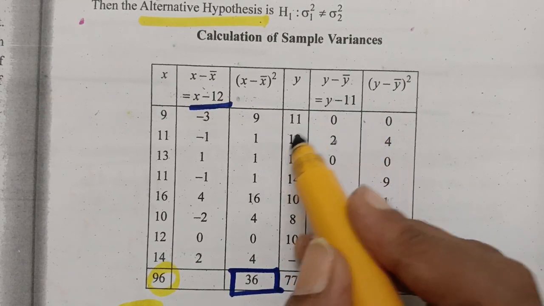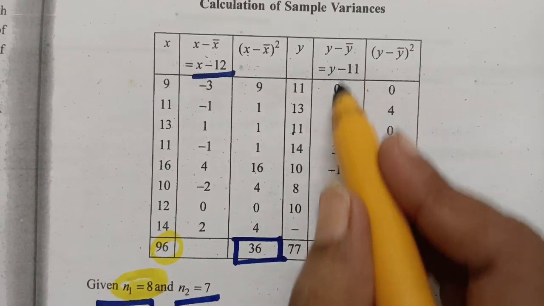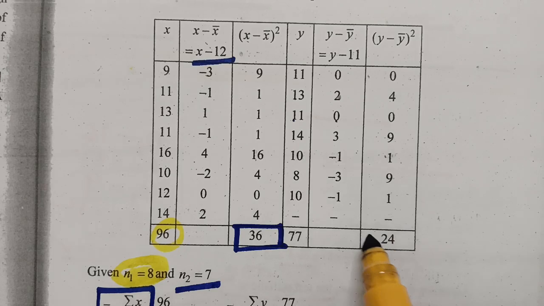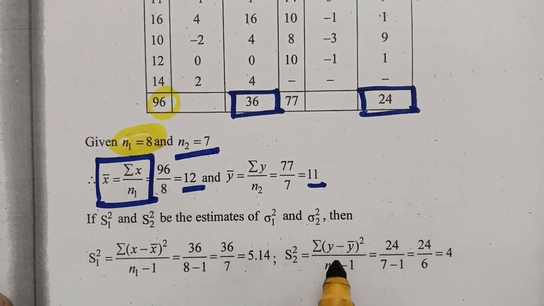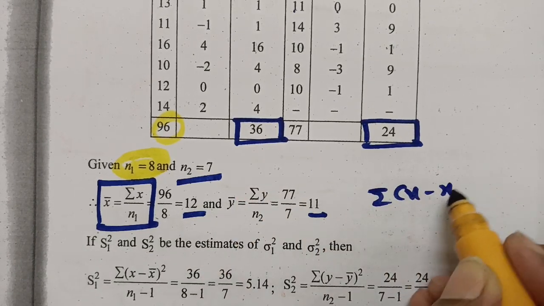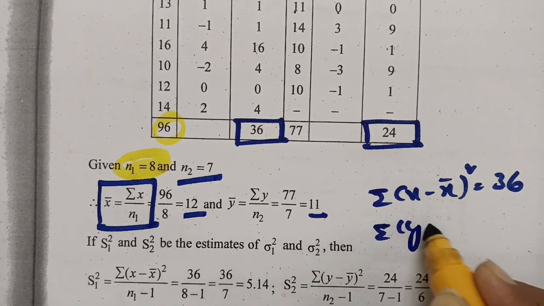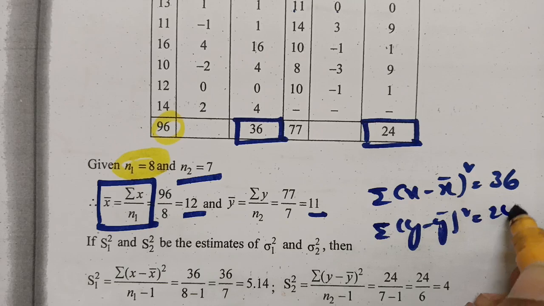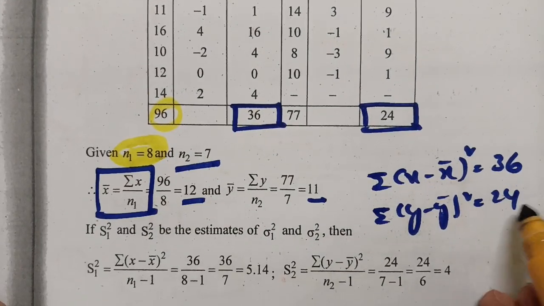11 minus 11 is 0. 13 minus 11 is 2. 11 minus 11 is again 0. 14 minus 11 is 3. And we make the squares out of this, and the value here is 24. So here we got 24. So sigma xi minus x bar whole square value is 36, and sigma yi minus y bar whole square value is equal to 24. So this column total is 36, 24.